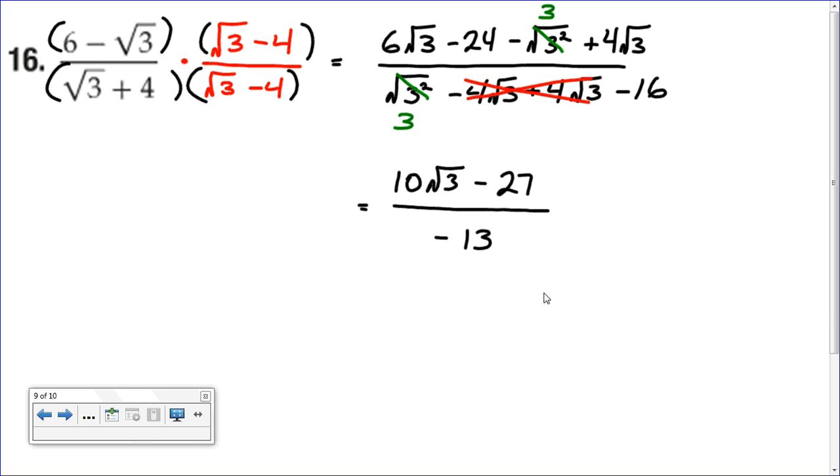Now that's one version of the correct answer. Another version would be to move this negative up to the top. In other words, just change the signs of everything up there and make this positive. All right, so that'd be negative 10 square root 3 plus 27 over 13. Means the same thing. It's just a better format to present your answers in.